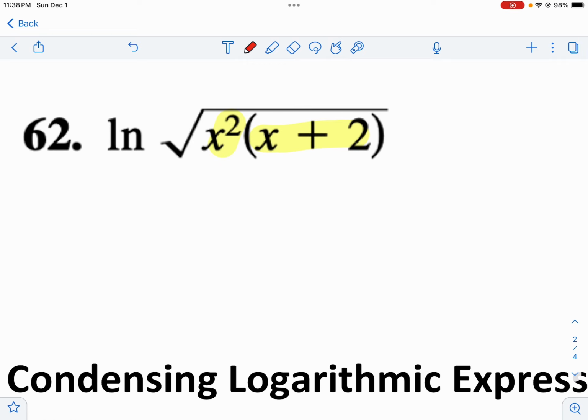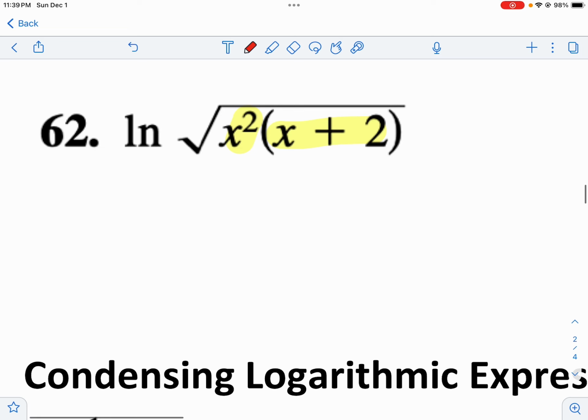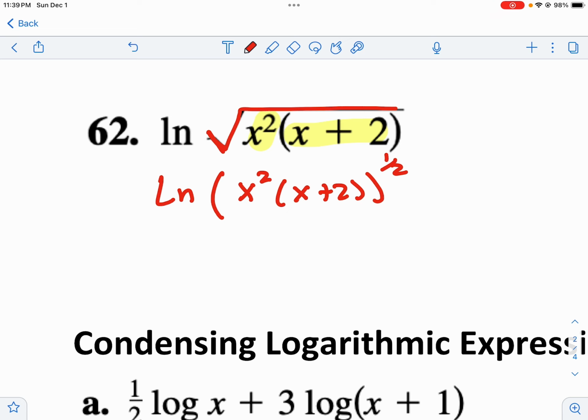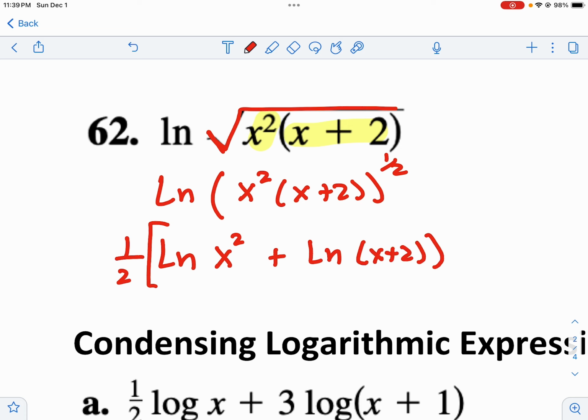So if I treat this radical as a 1/2 power again, okay, if I take this radical and I call it the 1/2 power, then I can use my power rule and I can bring that 1/2 to the front. And this 1/2 is going to impact everything. I have my x squared, and I have my natural log of x plus 2. So I went ahead and I split them up inside. I make this one its own, and I make this one its own.